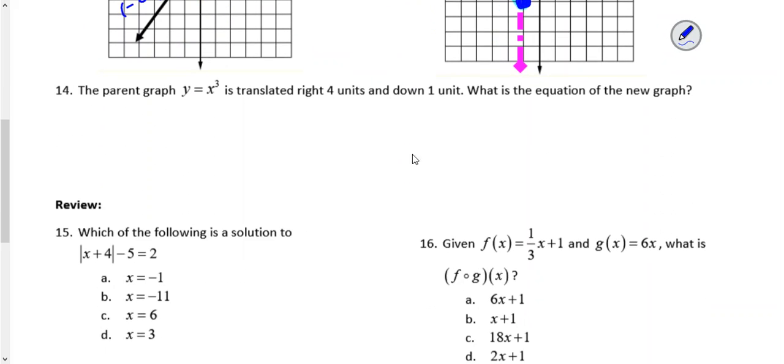Okay, 14, the parent graph y equals x to the third is translated 4 units right, down 1 unit. What's the equation? So my parent function, y equals, leave some space, x, parentheses, to the third. If we're going to the right 4, it would be a minus 4 inside, down 1, minus 1 at the end. And that's it. That's your equation.